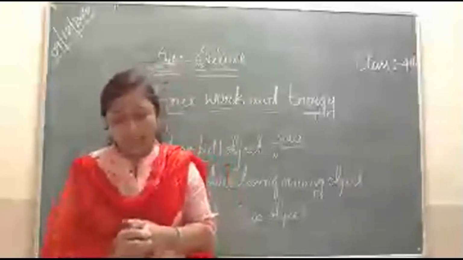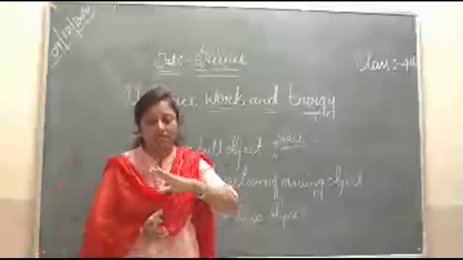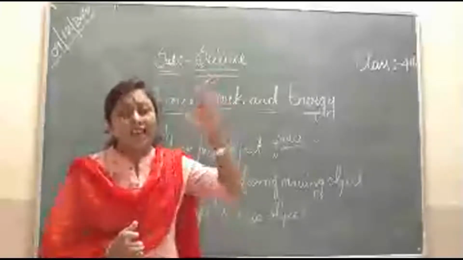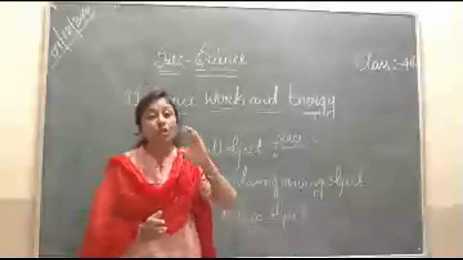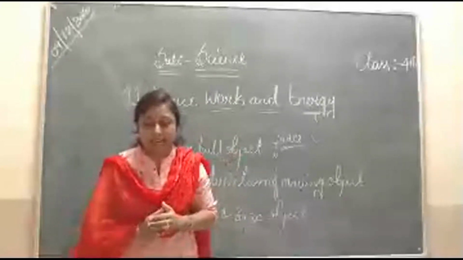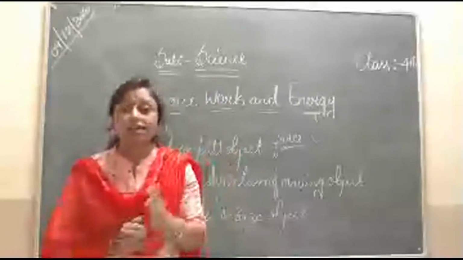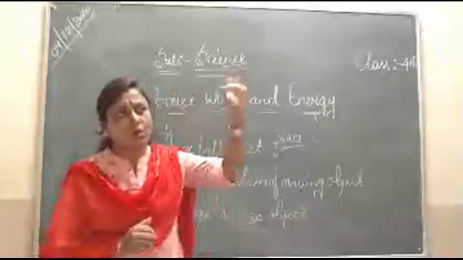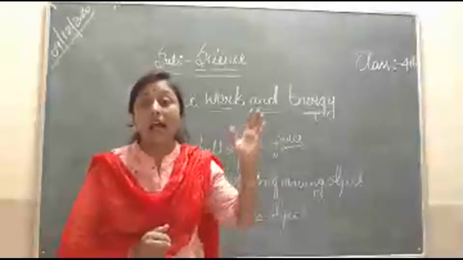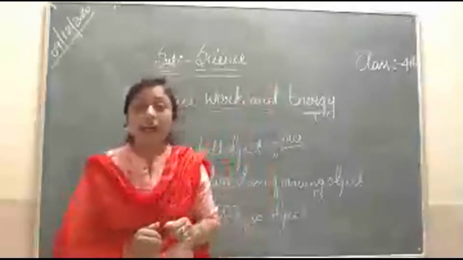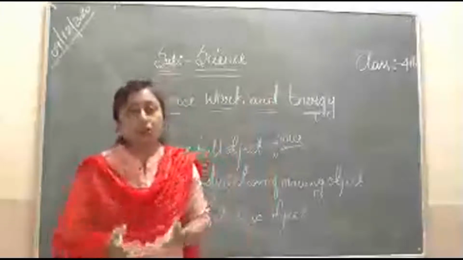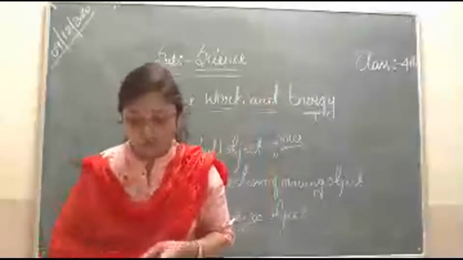Whenever we throw an object high into the air, what happens? It comes back to the earth due to the gravitational force. When we throw a ball into the sky, again it will return back to the earth. Why does it come back? Due to the gravitational force of the earth.